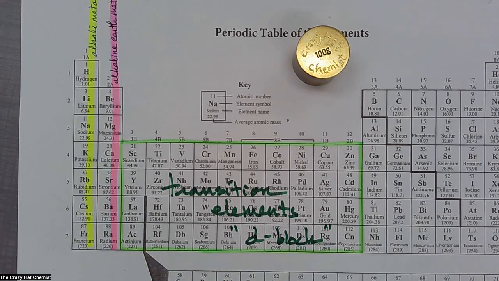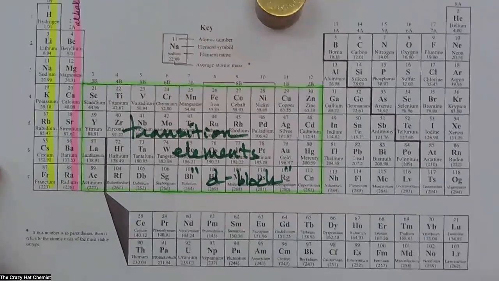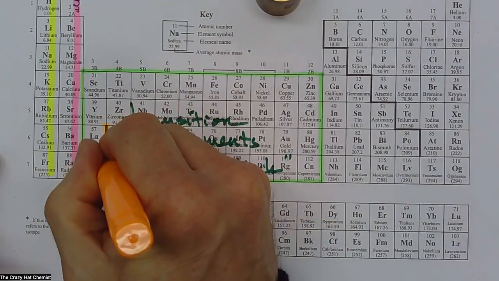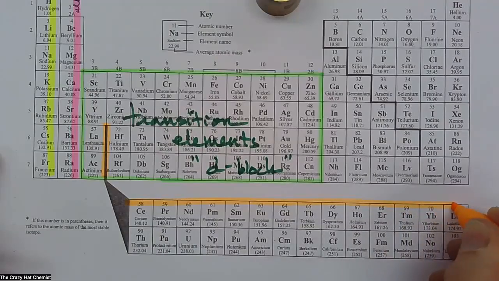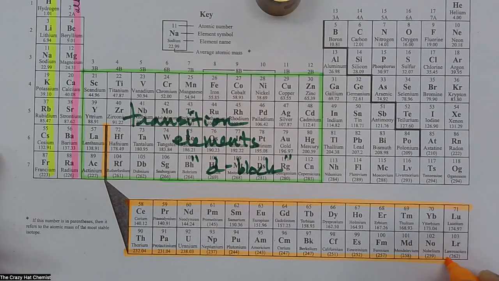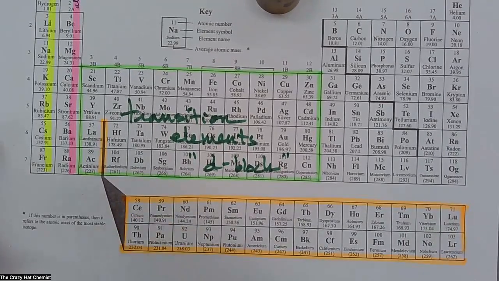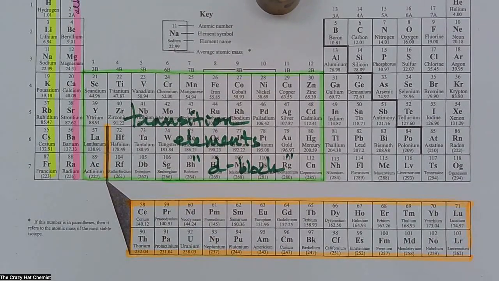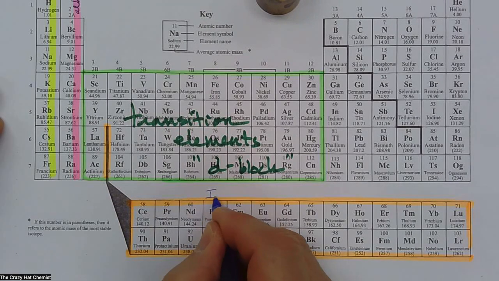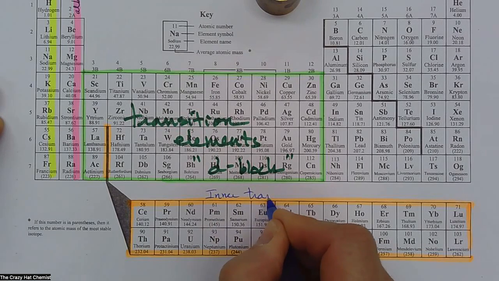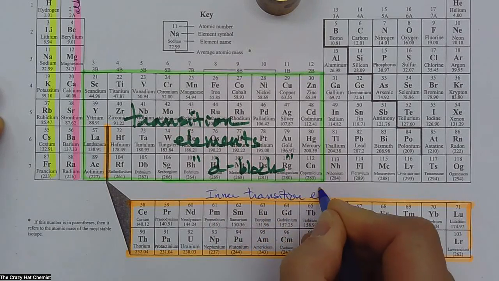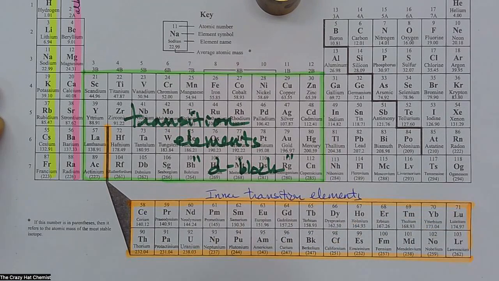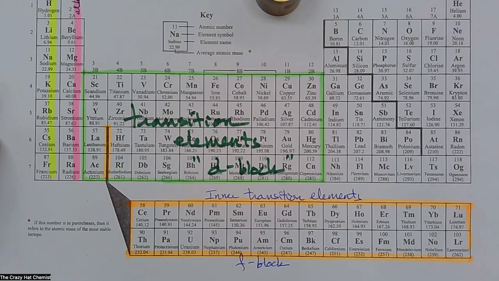Okay, another group here are the inner transition elements, and we will label those as well. Notice that these elements fit in that line right there. And so these are the inner transition elements, inner transition metals. They're all metals, so you can call them inner transition metals. So I'll call this inner transition elements. That's also known as the F block, right? They are F-type orbitals, right? Then that nails down another one.